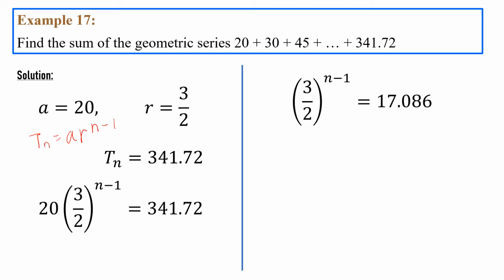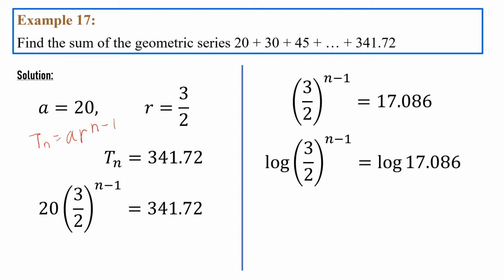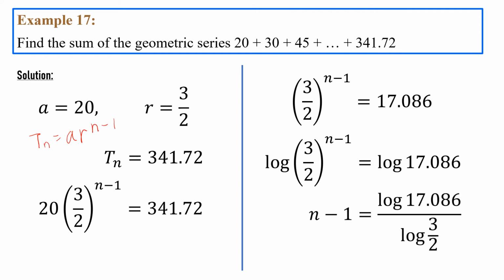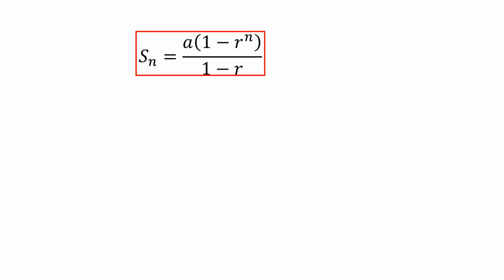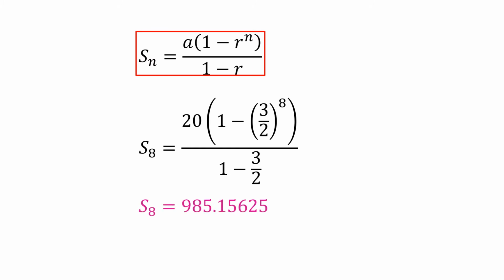Simplify and log both sides to solve the equations. And finally, we get n equal to 8. Now we already have all the values that we need. Substitute into the sum of the first n term formula and we get S8 equal to 985.15625.